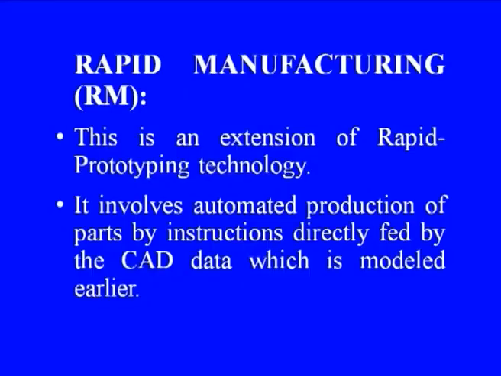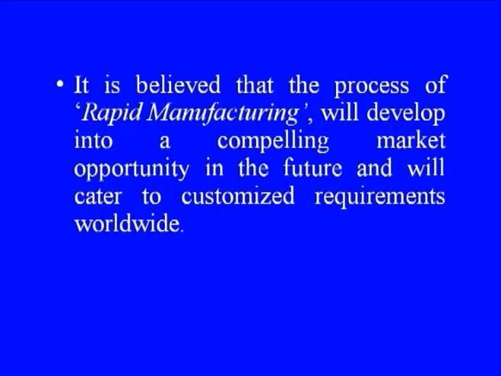Then the rapid manufacturing process, the RM process. This can be considered as an extension of rapid prototyping technology. It involves automated production of parts by instructions directly fed by the CAD data, which is modeled earlier. It is believed that the rapid manufacturing process will develop into a compelling market in future and will cater to customized requirements worldwide.